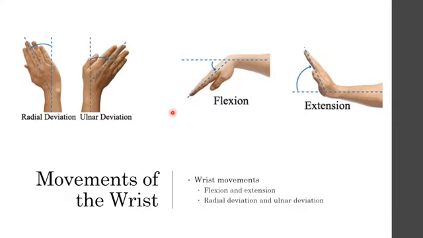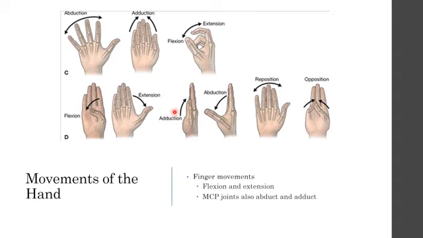Our movements of the wrist that we will consider, we have flexion and extension. It's occurring on the sagittal plane. We also have radial and ulnar deviation, also known as wrist abduction and wrist adduction. Here, this image is depicting the movements of the hand. Again, as far as the hand movements are concerned, we're able to abduct and adduct our hands, flex and extend, especially from digits 2 through 5.